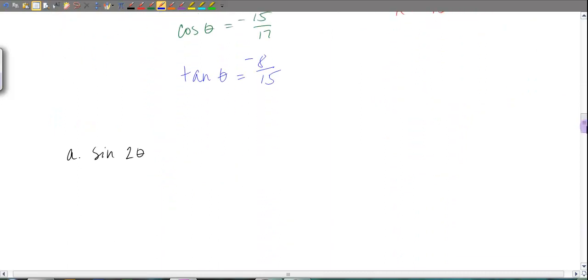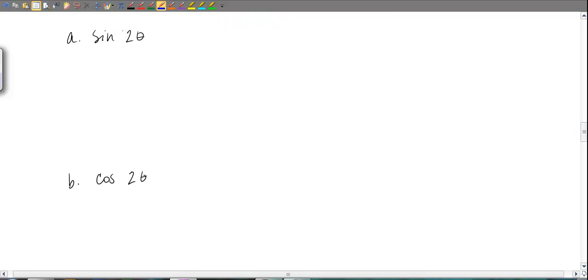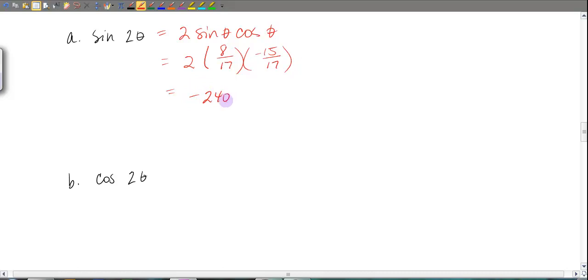Okay, so we have all the components that we need to be able to figure out sine, cosine, and tangent of 2 theta. Let's do the first one together. The sine of 2 theta is 2 sine theta cosine theta. Well, that would be 2 times sine theta, which we are told is 8 over 17. Cosine we just calculated was negative 15 over 17. And we're going to just multiply these together using our calculator. When you do that, you should get negative 240 over 289.